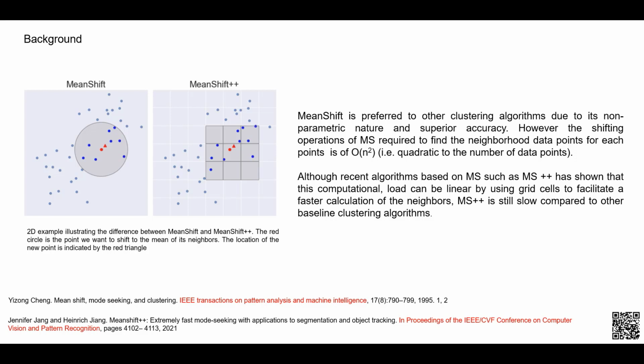To begin with, the popular mean shift algorithm is preferred above other clustering algorithms due to its non-parametric nature and very good clustering accuracy. However, it suffers from the drawback of high computational complexity. Although the recent speed-up proposed in the Mean Shift++ paper shows that by using active grid cells to facilitate the calculation of the neighborhood points in the mean shift operation, a linear complexity can be achieved.